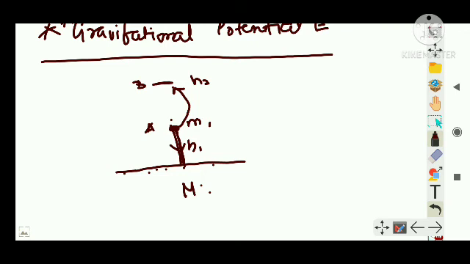Actually, the work which I do by bringing m1 from A to B is going to be stored in the mass m1 when it reaches B. That energy we usually term as potential energy. This much is clear, right?